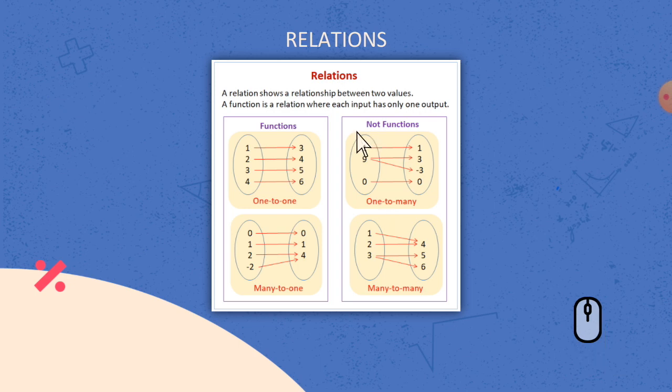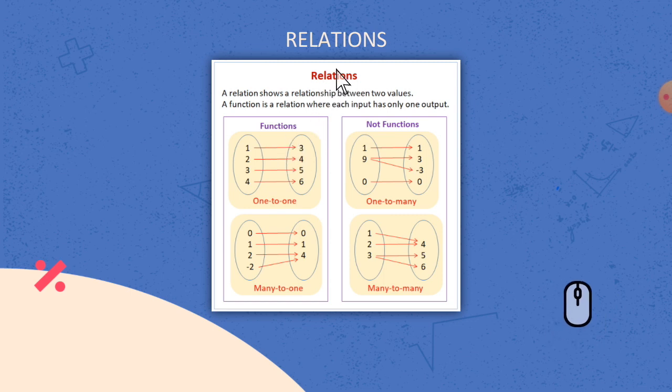So sabi natin sa ating relation, it is a relationship between two values. So dito sa graph na ito, these are the two values, the first circle and then the second circle. And then sabi pa dito, a function is a relation where each input has only one output. So ibig sabihin, partner sila. One input and one output.